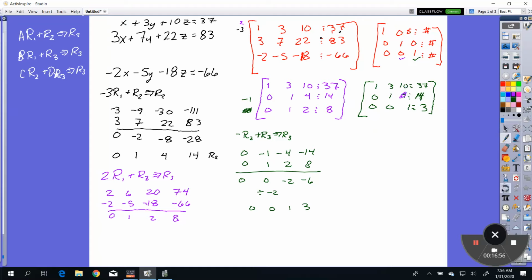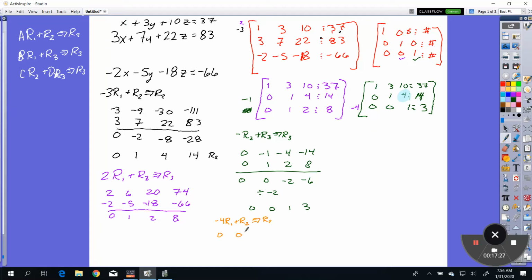Whoops, that was supposed to be a highlighter. So I need this 4 to become a 0. So I'm going to multiply the bottom row by negative 4. I'm going to put that right here, because I'm really going to run out of room. I'm going to go negative 4 times row 1 plus row 2, and it's going to make a new row 2.